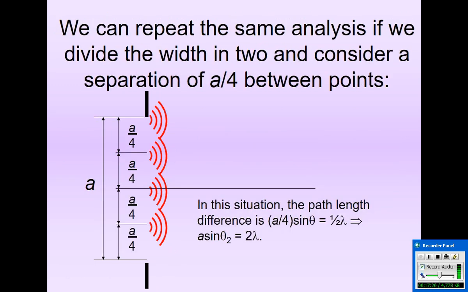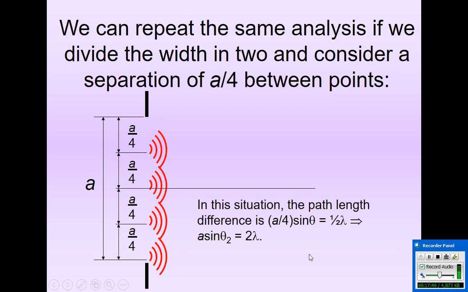I can also divide my slit up into 4 segments, and I can look at interactions between possible pairs there. So now we have these different interfering sources, and the path length difference between these pair of sources, like the pair in the upper half and the pair in the lower half, is a over 4 sine theta. And if a over 4 sine theta is equal to 1/2 lambda, if the path length difference is equal to 1/2 lambda, we get destructive interference. Correspondingly, the condition is a sine theta equals 2 lambda.